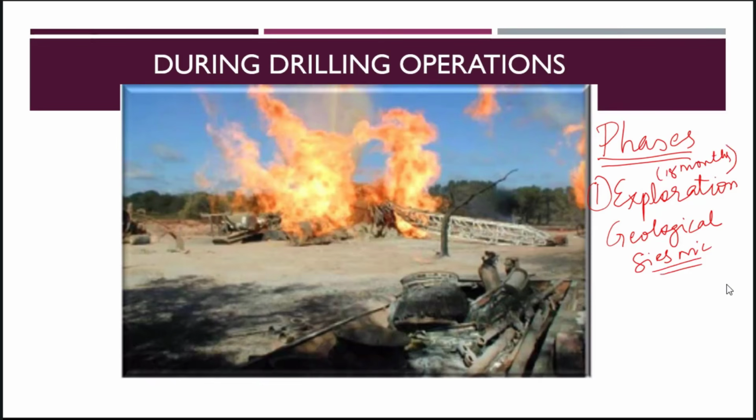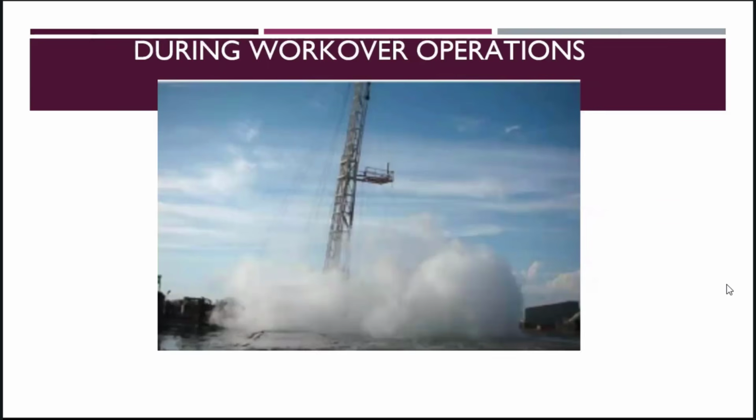Once it is done and the engineers are sure that if we drill at this place, we will get a good amount of oil and it will be a profitable operation, then the second phase of the well starts, which is drilling. After exploration, you decide on an area in which you are going to drill a well. Then the drilling phase happens. During drilling, you can get a blowout like this. If you don't take care about safety and don't follow proper procedure, you can end up in a situation like this. It can also occur during workover operations.